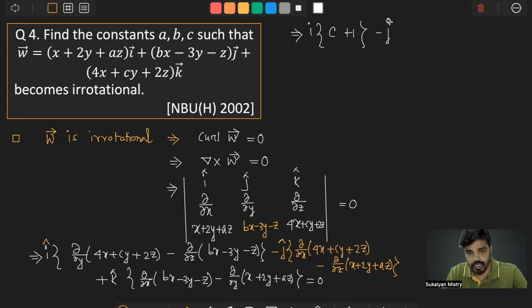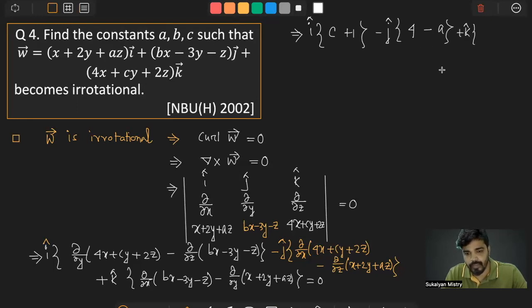Minus j. For the partial derivative with respect to x, y and z are constant, so it will be simply 4. Minus the partial derivative with respect to z, x and y are constant, so this is 0, this is 0, so simply a. So minus 4 minus a.